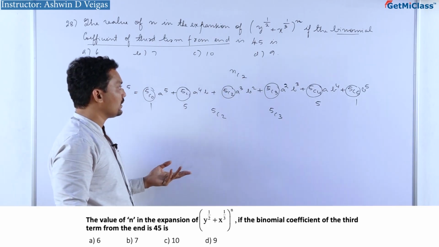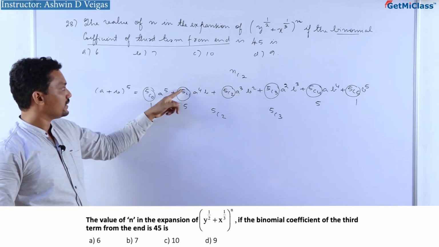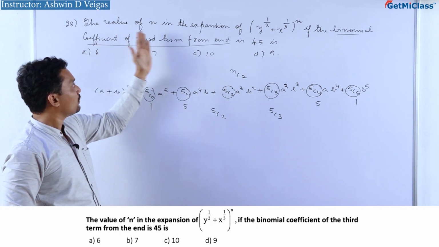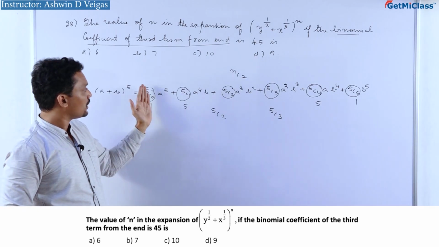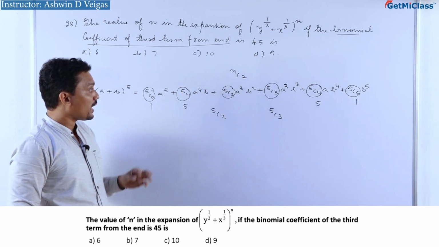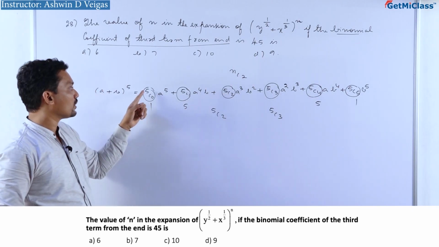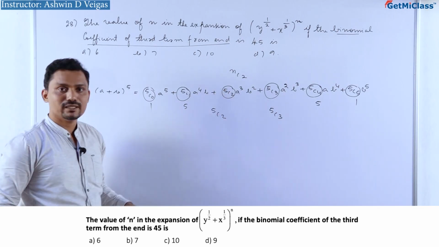Therefore, in general, the binomial coefficients from the beginning will be nC0, nC1, nC2. So, when they say the third binomial coefficient from the end, it is the same as saying the third binomial coefficient from the beginning. And in any expansion, the third binomial coefficient will be nC2 because the first is nC0, the second is nC1, the third is nC2.